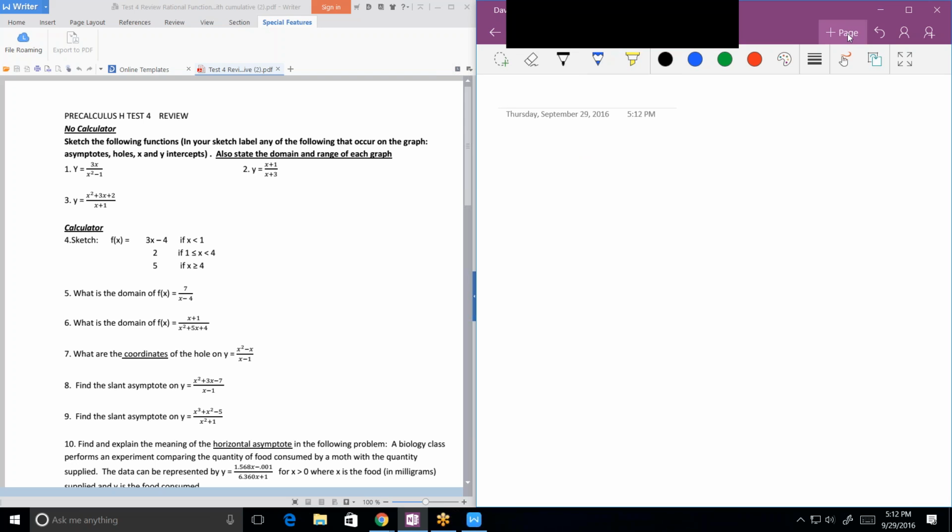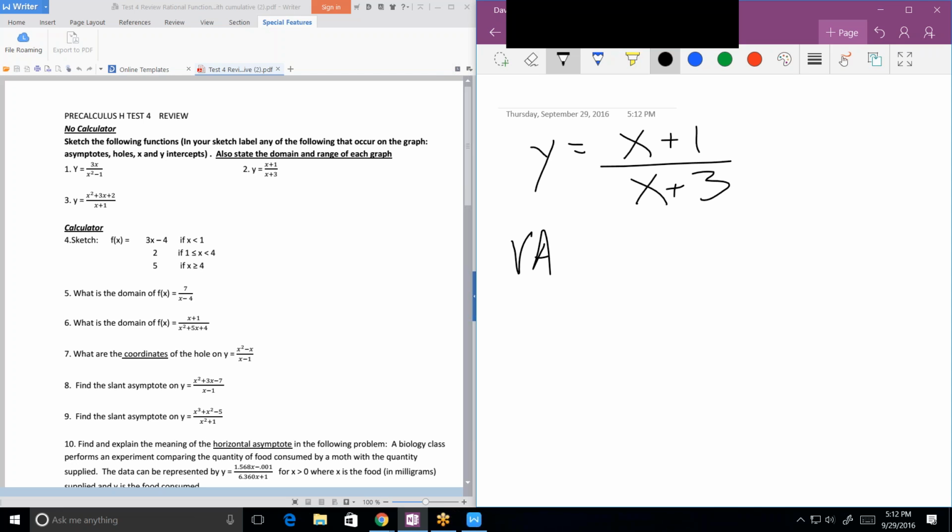Let's look at number 2. If you don't have any questions on number 1. What's the first step in order to graph this without a calculator? Find the vertical and horizontal asymptote. Where's the vertical asymptote? Vertical asymptotes are always where the denominator is 0.